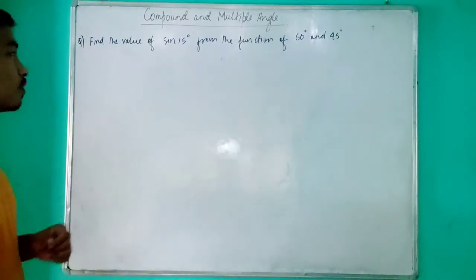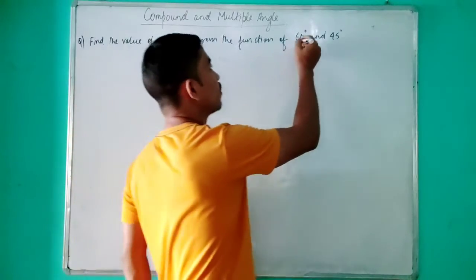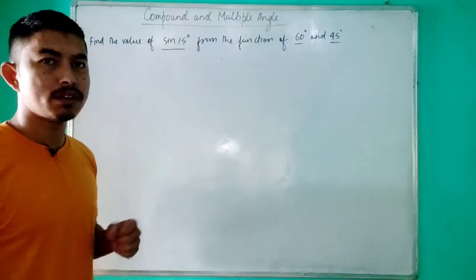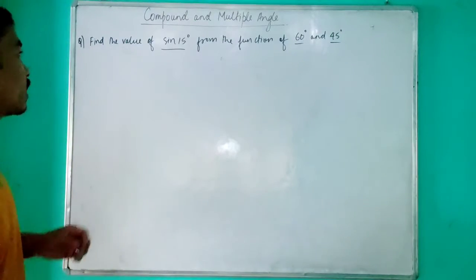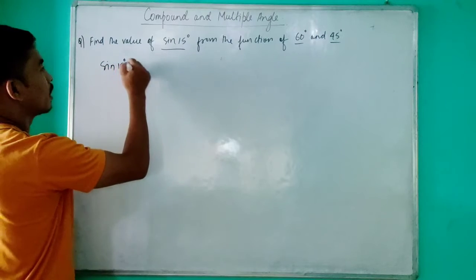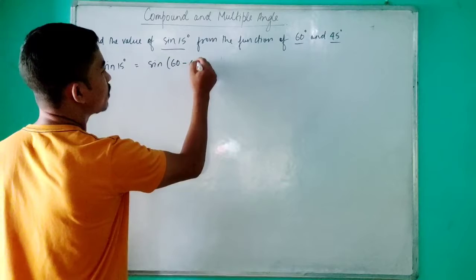So I have taken a question from your textbook which tells us to find the value of sine 15 using the value of sine 60 and 45. So in this we can use the formulas that we have learned just now. So let us see how to do this kind of question. So I can write the sine of 15 degree as 60 minus 45 degree.